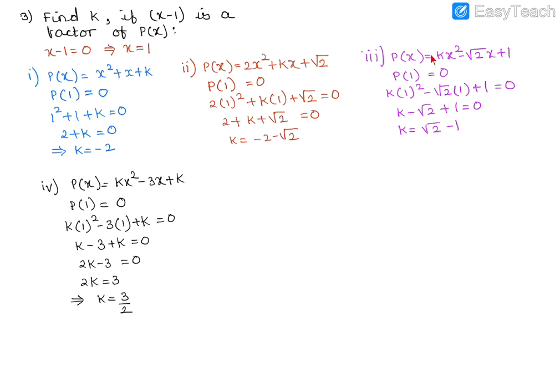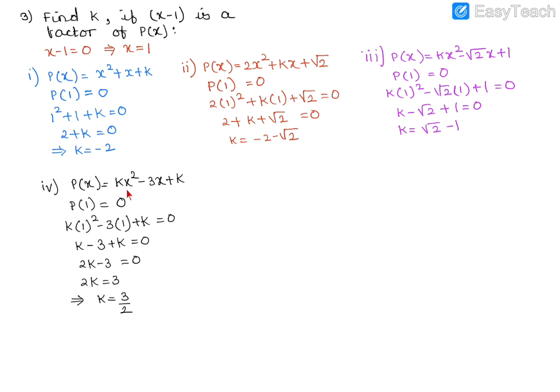In the third one, again, if I put x as 1, my answer should have been 0. So I'm going to get k and minus root 2 plus 1. What do I do? I shift this minus 2 to the right hand side and 1 to the right hand side. Their signs will get reversed. k is equal to root 2 minus 1.